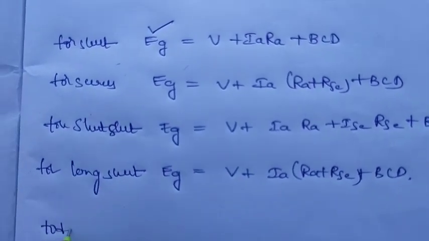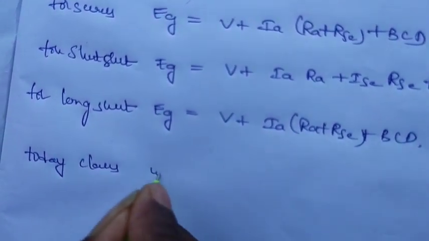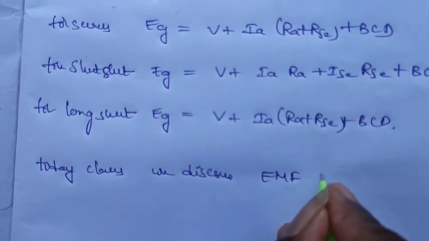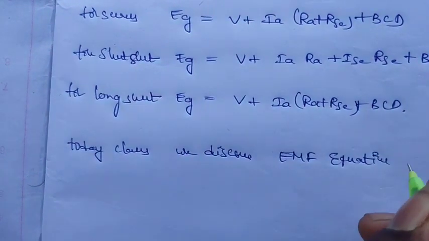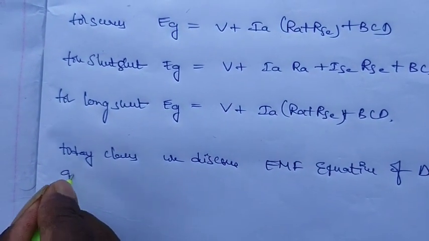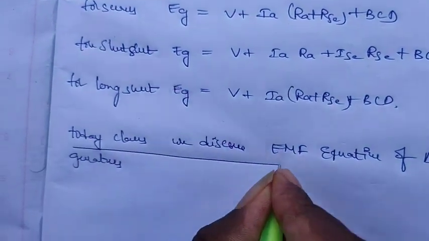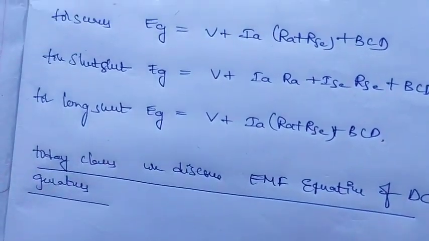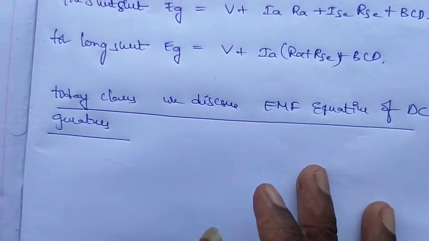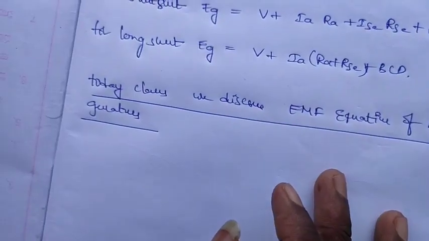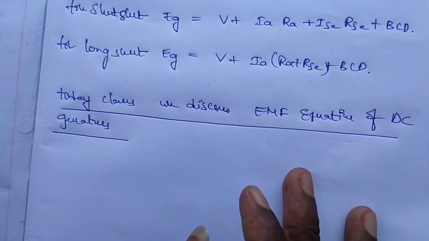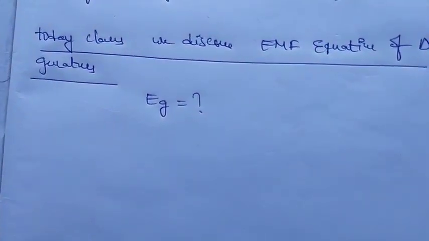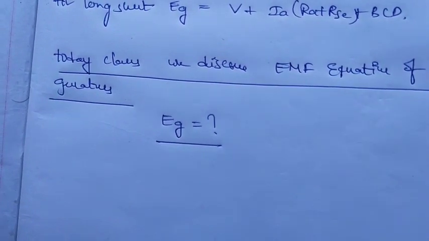Now today's class we discuss the EMF equation of DC generators. What is the topic? EMF equation of DC generator. That means whatever the generator, whether shunt or series or compound, we have one common formula. That common formula is derived as the EMF equation for DC generator. That is Eg equal to what?